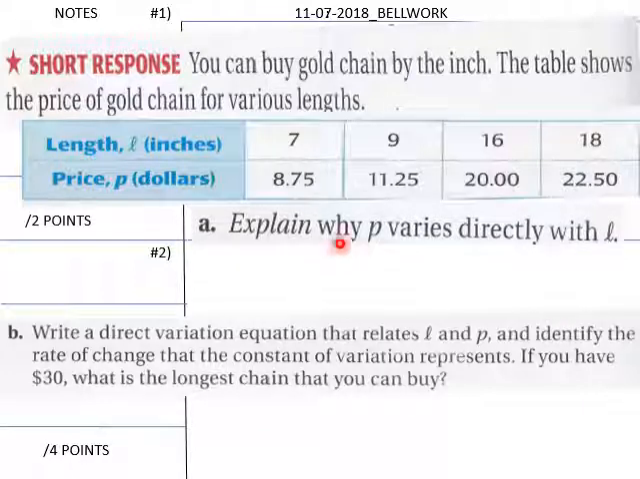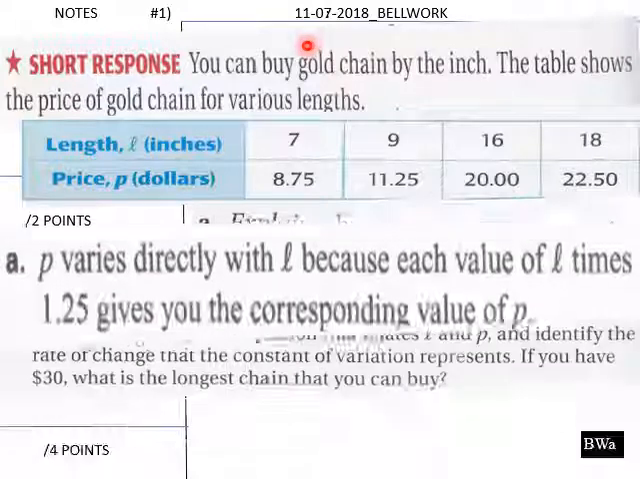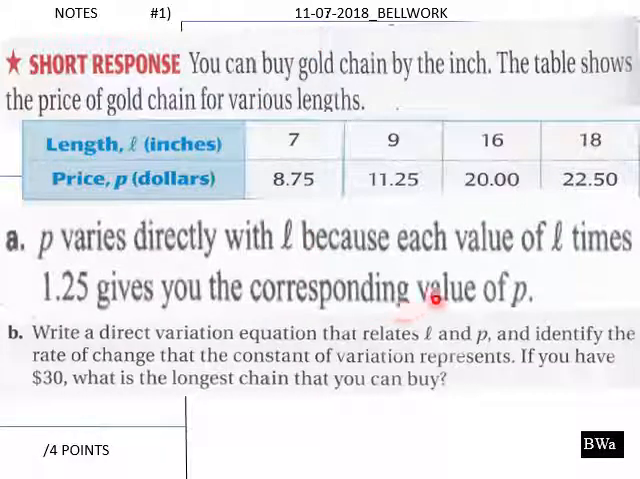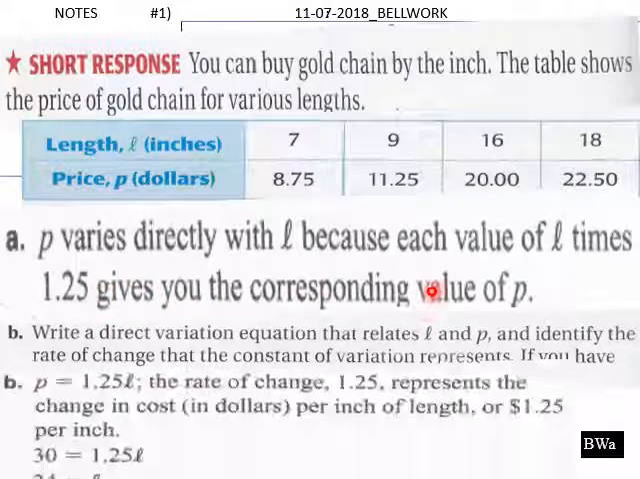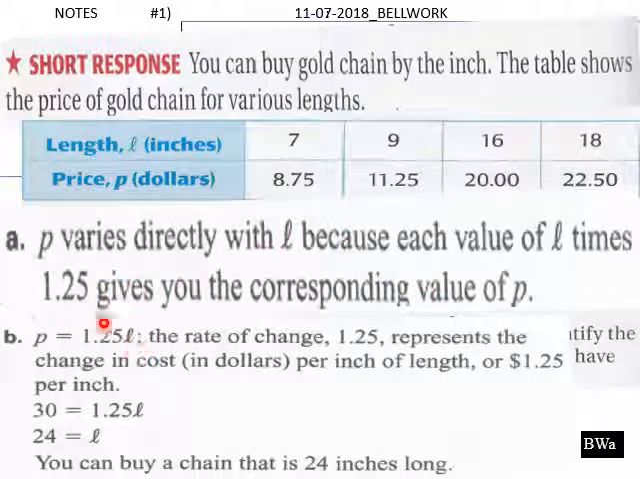Okay, welcome back. We're going to have our solutions now to our bell work. And there's A, because each value of L times 1.25 gives you the corresponding value of P. And then here's an explanation for B, it represents the change of cost per inch of length. So 30 equals 1.25 times L, and L equals 24. So that would be 24 times 1.25 is 30.